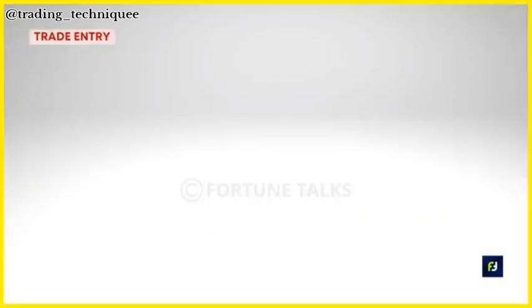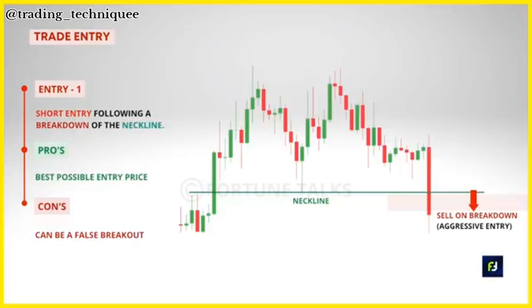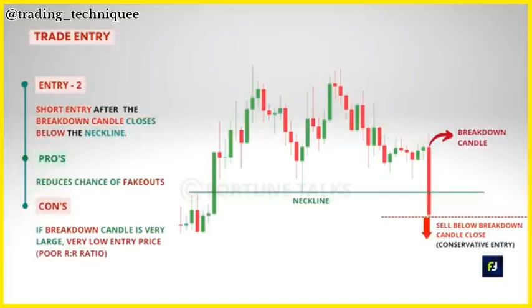Let's start by discussing the trade entry criteria first. Now, the most aggressive entry is when the price breaks below the neckline or the support level. The idea is to wait for a breakout candle to close below the neckline and then take a short entry below the close or the low price of the breakout candle. Now, waiting for the candle to close will ensure that the candle closes below the neckline and suggests that it is not a false breakout. The other advantage of this technique is that you will be able to enter into a trade at a very early stage, but the drawback is that the size of the breakout candle can be too large sometimes, which can badly reduce your reward to risk ratio.